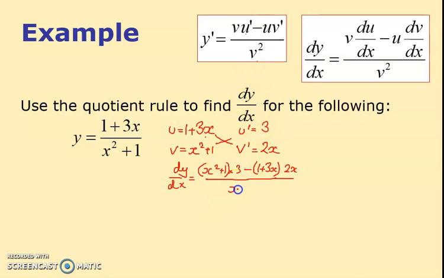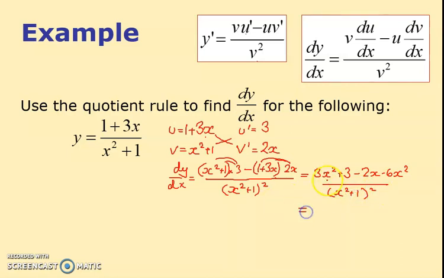Now very often you don't bother multiplying this out. So very often you'll just write x squared plus 1 squared. There's a temptation to want to multiply that out, but very often you don't bother. Anyway, I'm going to multiply the top out. Definitely need to do that. 3x squared plus 3, and if I multiply out this, I get minus 2x minus 6x squared, all over that bracket squared, which was x squared plus 1 squared.